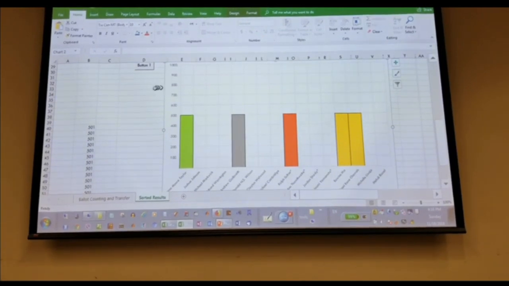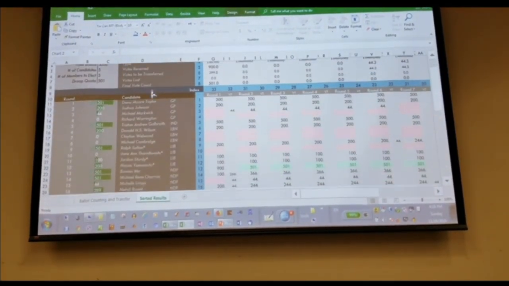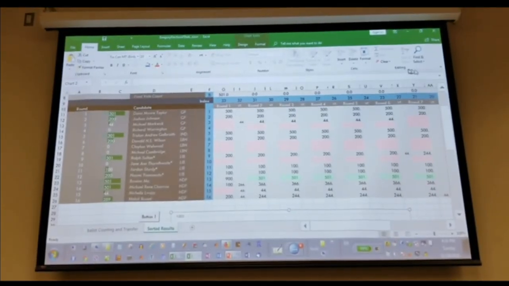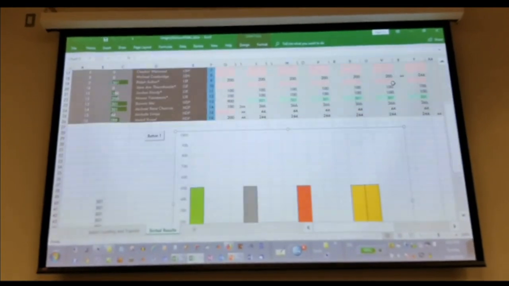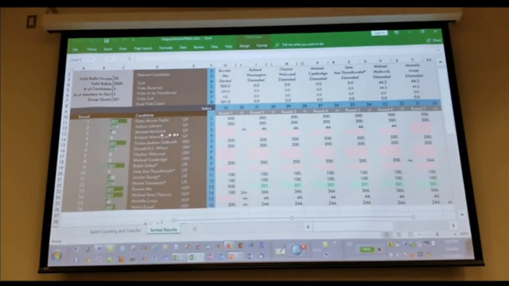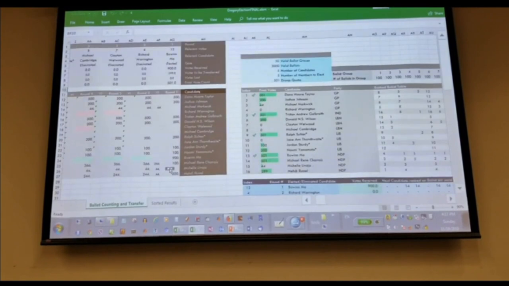Okay, so now I'm going to scroll up and look at our table here. And you guys can follow along and see the results as we go. So actually, first off, I'm going to show you the ballot table.